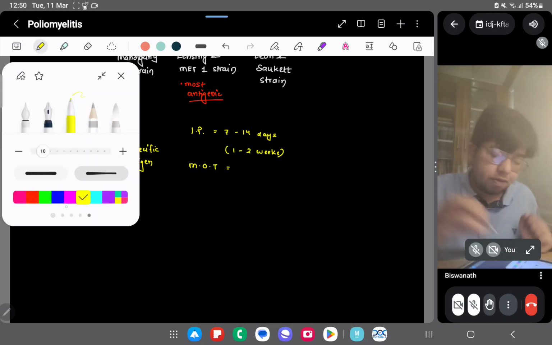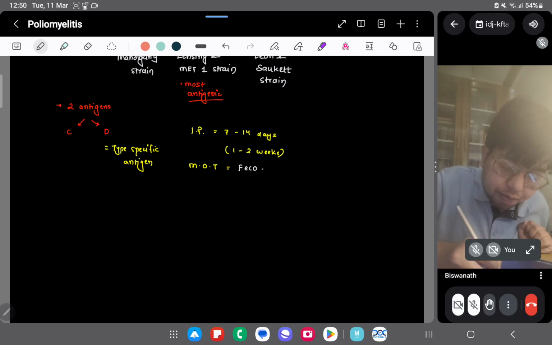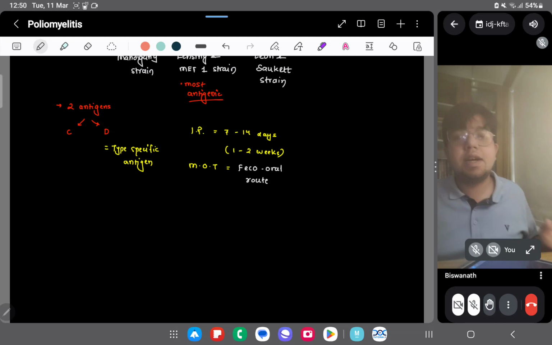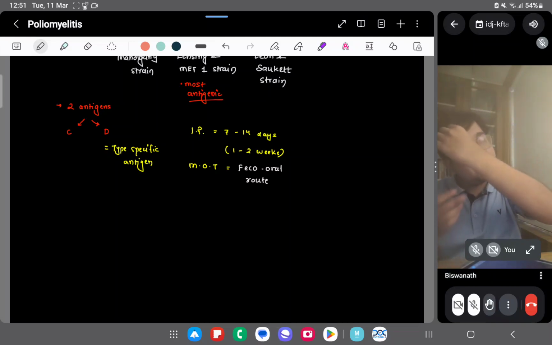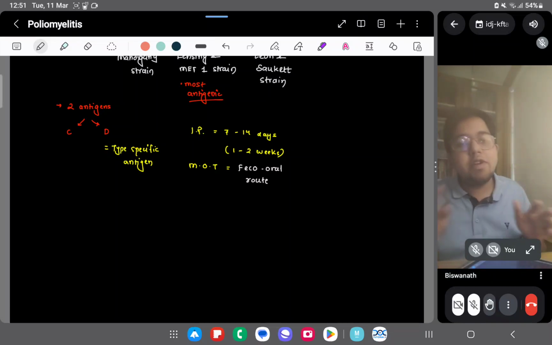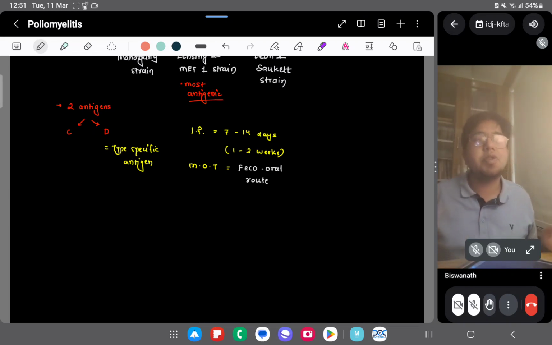Mode of transmission of the disease is fecal-oral infection. This is the fecal-oral route, and it is the most common mode of transmission. Of course, you can have other modes of transmission, but they're very, very rare. So when you talk about polio, it is a fecal-oral disease, right?